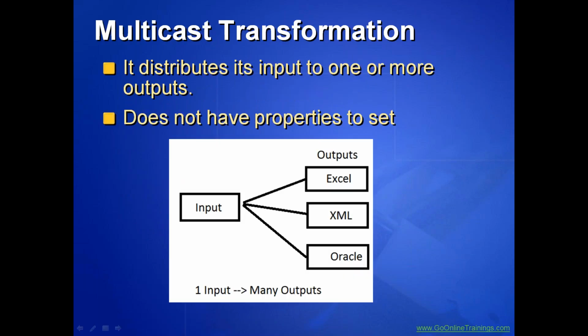Then the multicast transformation. It distributes the input data into one or more outputs. I have some data here, and all the destinations have to get the same data. One input, many outputs.